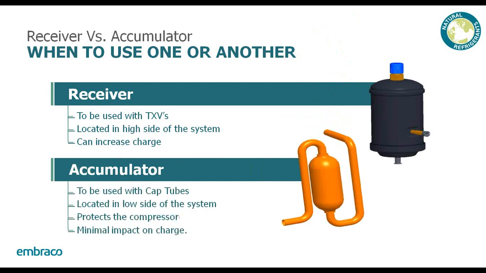Accumulators are typically used with cap tubes and located on the low side of the system. These help protect the compressor from liquid return when you have a varying ambient condition or a varying load condition, which could result in liquid leaving the evaporator and heading to the compressor. This is a problem with cap tubes since they are not able to maintain superheat. The nice thing about accumulators is because they only have vapor refrigerant in them, there's a minimal impact in charge as compared to the receiver.